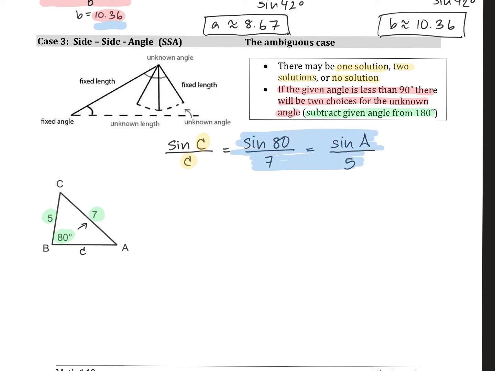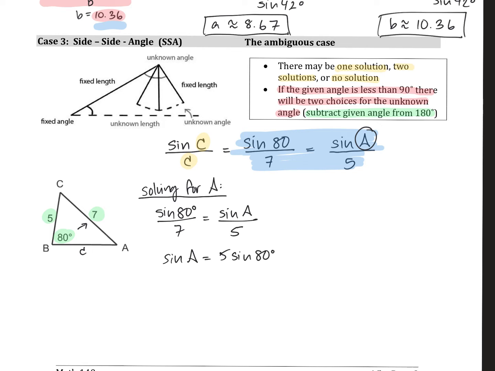Let's go ahead and solve. What are we solving for? Well, the only variable in there is A, so we're going to solve for capital A. Alright, so sine of 80 divided by 7 equals sine of A divided by 5. Using algebra, we'll end up with sine of A equals 5 sine of 80 degrees divided by 7.